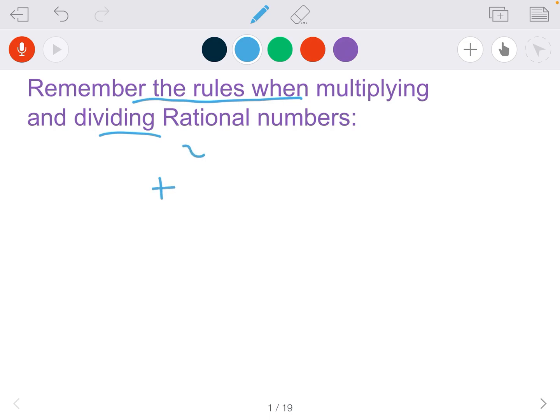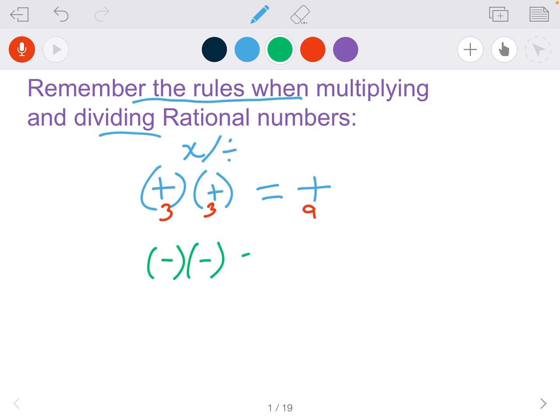If you multiply or divide, rational numbers can be fractions, decimals. If you multiply a positive by a positive, your answer is always going to be a positive. If I have 3 times 3, the answer would be a positive 9. If I'm multiplying a negative by another negative rational number, fraction, decimal, whatever it is, my answer is also going to be positive again. In other words, if it's the same sign, it's going to be positive. So a negative 3 times a negative 3 is a positive 9.